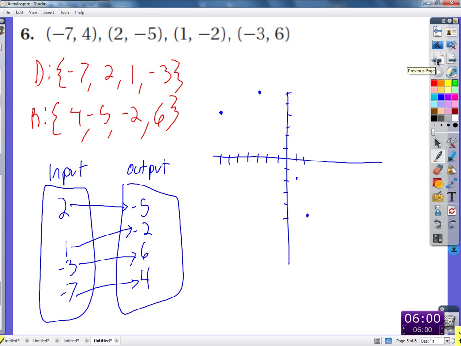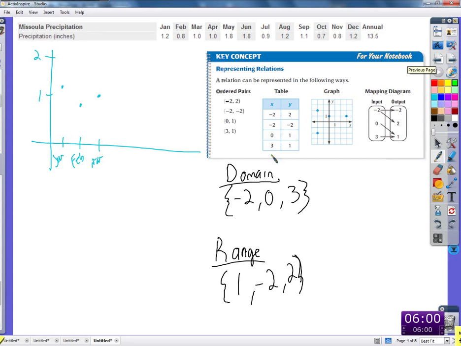Let's look over here. Function? Yeah. Put in a number, how many do you get out? 1. 1. 1. 1. 1. Function or not a function? Function. How about, let's look right here. Look at the mapping diagram. Negative 2? Not a function. Second output. Not a function. Okay. How about this guy right here?